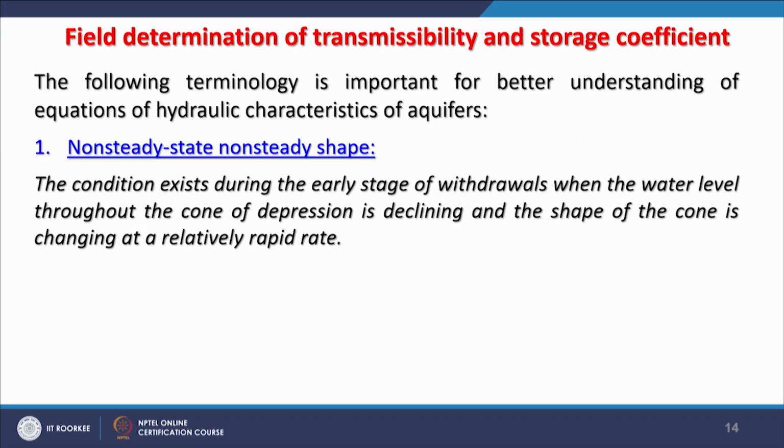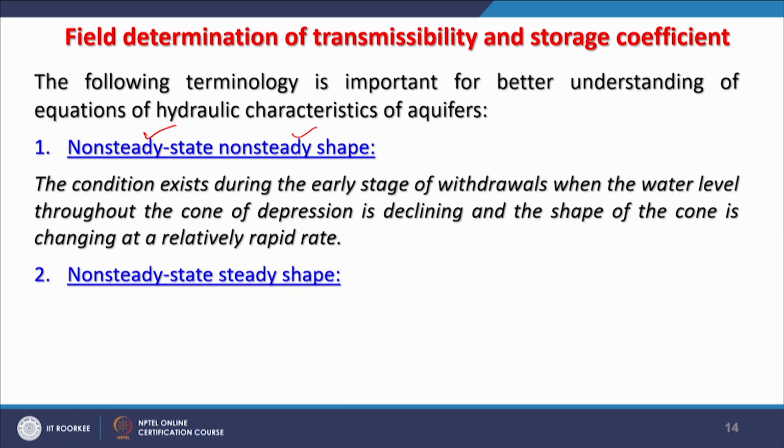The first one is the condition that exists during the early stage of withdrawals, when the water level throughout the cone of depression is declining and the shape of the cone is changing at a relatively rapid rate. That is why non-steady state is mentioned for the level of water in the well, and non-steady shape is mentioned for the shape of the cone of depression. So, neither the water level in the well nor the shape of the cone of depression gets stabilized in the initial stages, and therefore this terminology is used: non-steady state and non-steady shape.